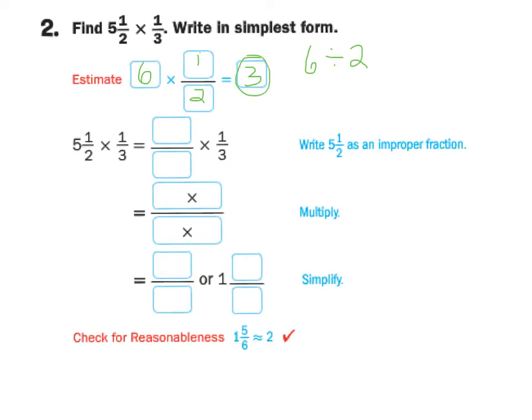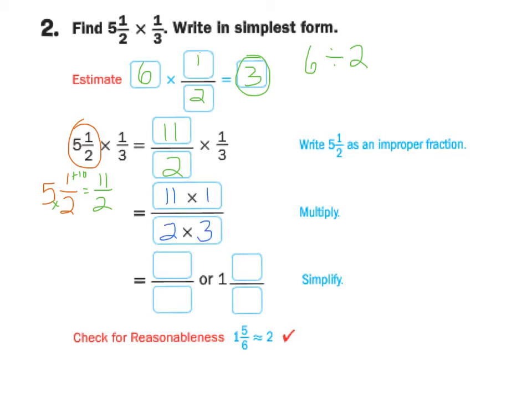So starting here, we're going to take and make our mixed number into an improper fraction. So 5 1/2. We're going to go ahead and multiply 5 times 2, which is 10, and we're going to add it to our numerator. 1 plus 10 is 11 halves. So we're going to have 11 times 1 and 2 times 3.